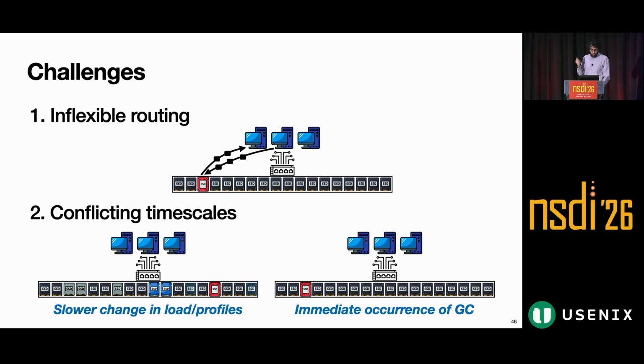And number two, the sources of variability that we just saw manifest on different timescales that are often conflicting. The SSD performance profiles differ over slower timescales as you use them over time, based on your usage patterns. The load that these SSDs observe might also differ at other timescales. Whereas events like garbage collection happen at sub-millisecond timescales, much shorter than everything else. And so if a system is optimized for one of these timescales, it will completely overlook the other and, again, suffer from drastic performance issues.